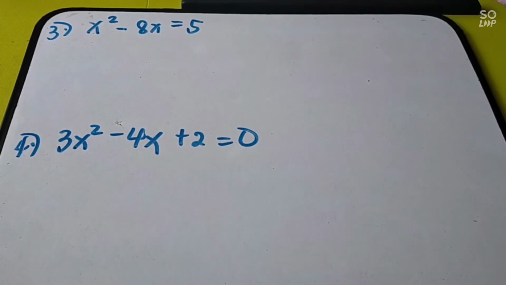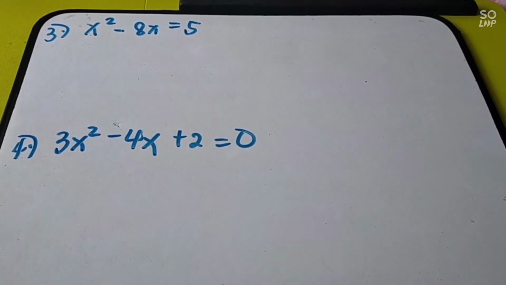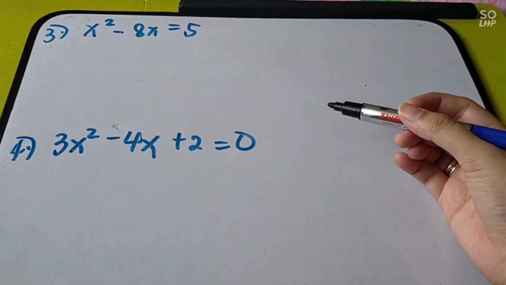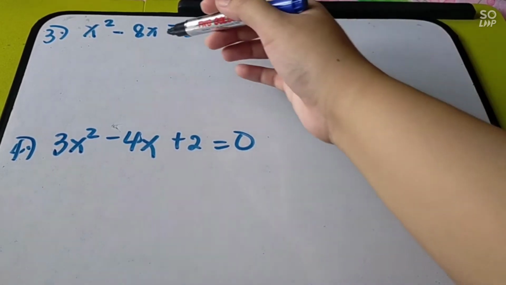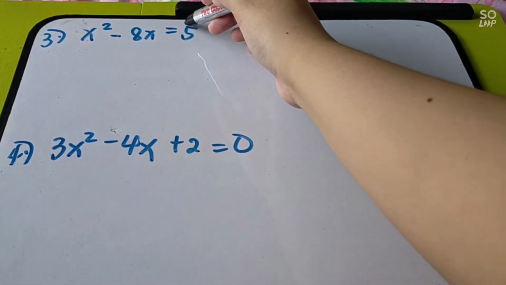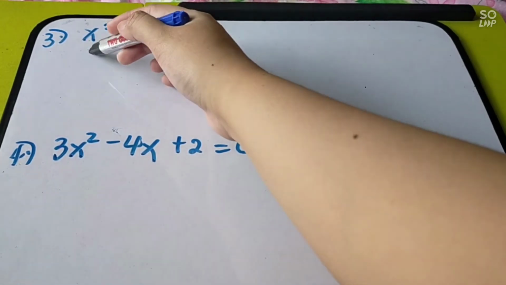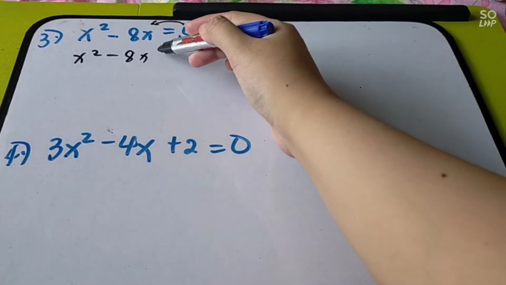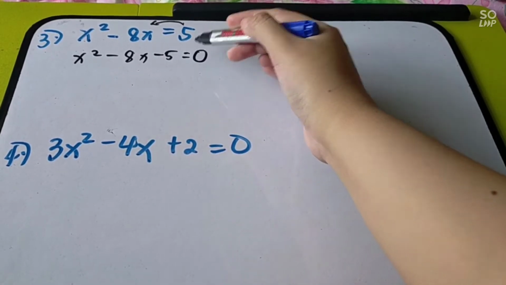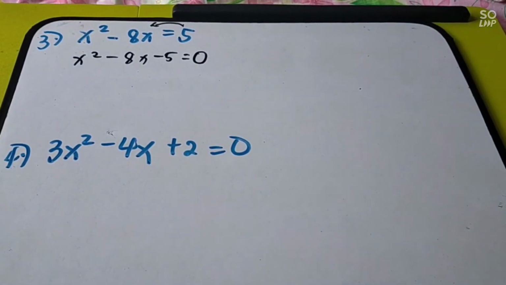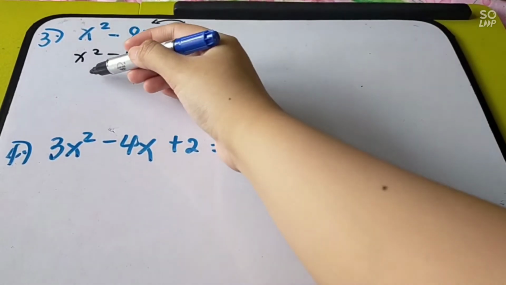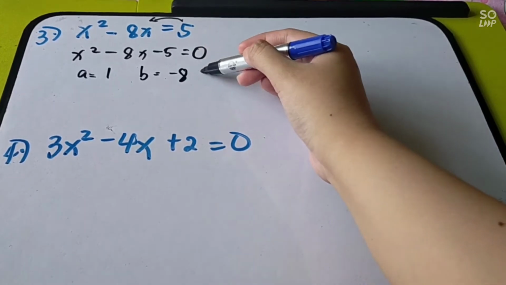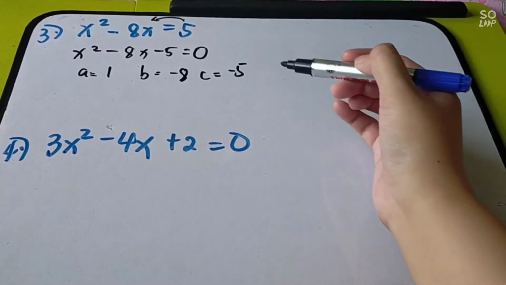Number 3. X squared minus 8x is equal to 5. So first, we need to arrange this one into ax squared plus bx plus c equals to 0. Kaya, we need to transpose 5 to the other side, so it becomes x squared minus 8x, then positive becomes negative, negative 5 equals to 0. Afterwards, let us find for a, b, and c. What is your a? We have 1. Your b, we have negative 8. Your c, we have here negative 5.